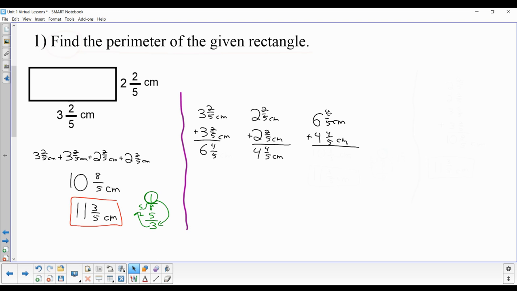But these already do. So 4 plus 4 is 8. Your denominator stays the same. 6 and 4 is 10. And just like before, 11 and 3/5 is my final answer once I do a little bit of division.